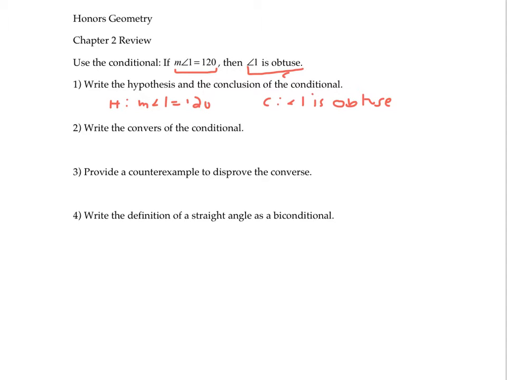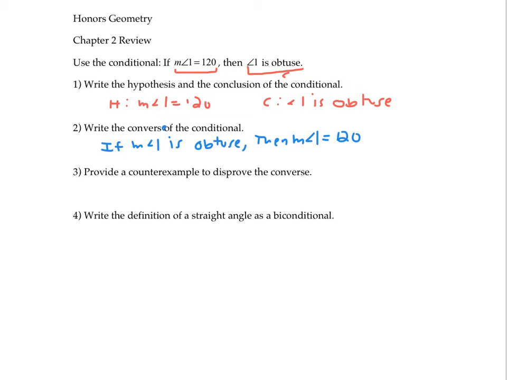Okay, when we write the converse, we switch the hypothesis and conclusion. So our converse will be, I'm sorry about the spelling error there, if the measure of angle 1 is obtuse, then the measure of angle 1 equals 120.